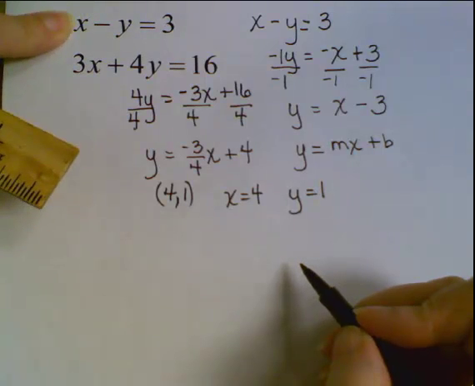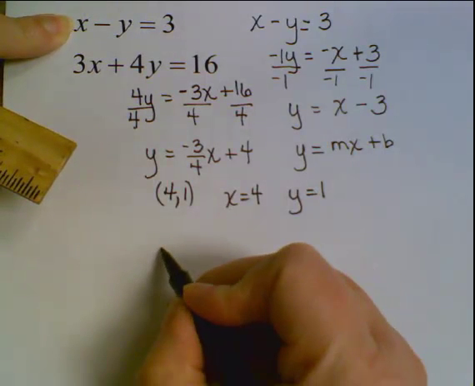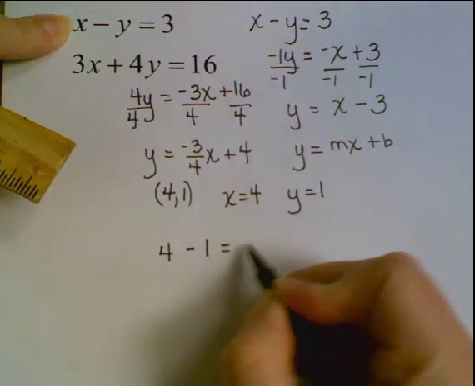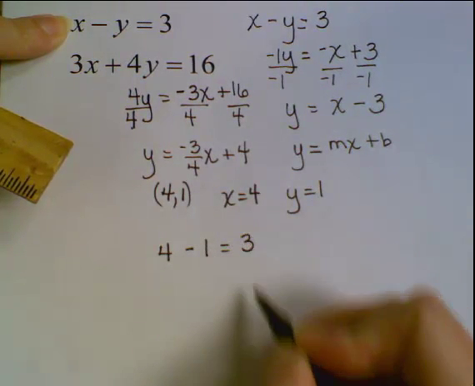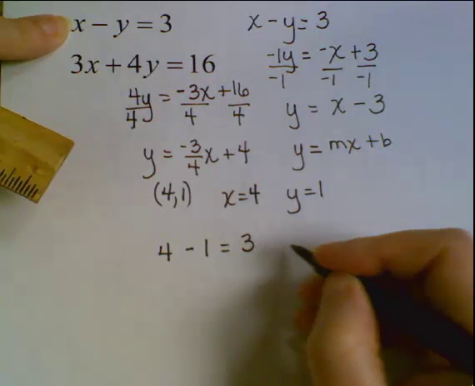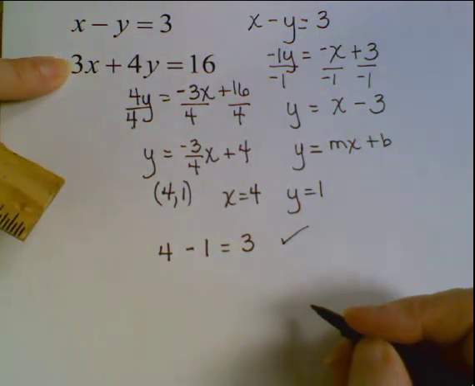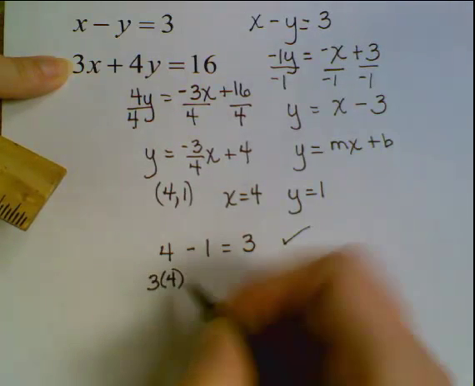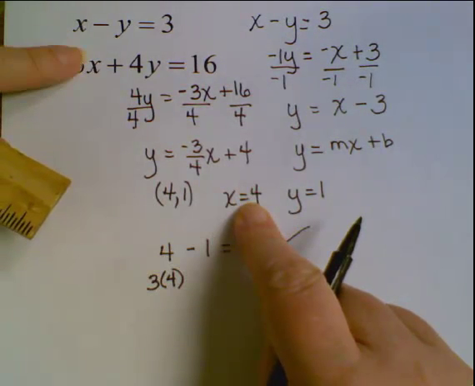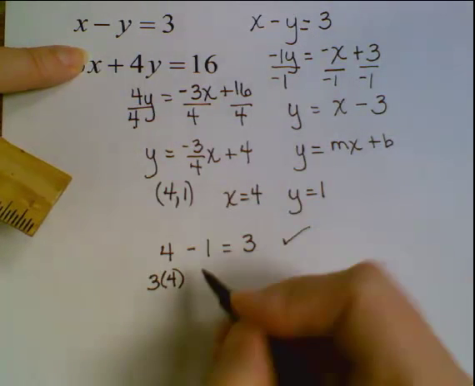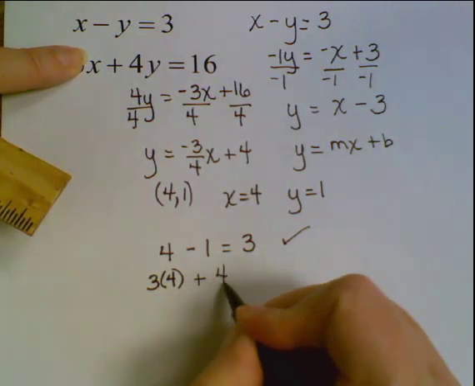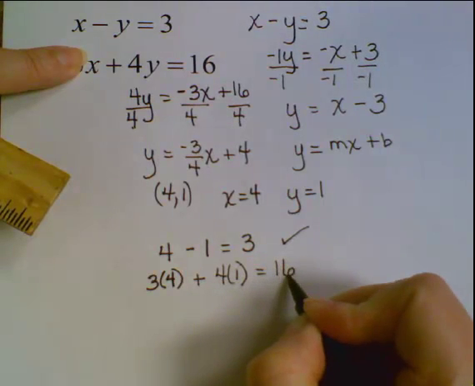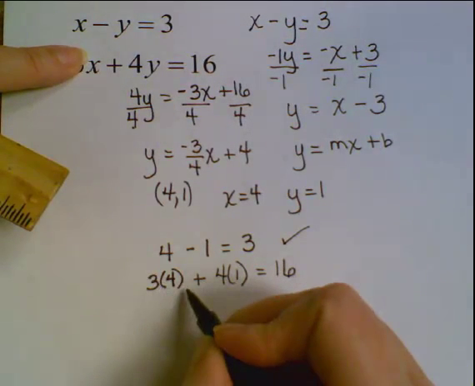And I can check that in the original equations. 4 minus 1, and I don't even need a calculator to check that. I know that 4 minus 1 is 3, and I can check it here as well. 3 times 4, and I'm putting, in place of the x, the 4, plus 4 times 1 equals 16. Again, I don't even need a calculator to do this arithmetic.